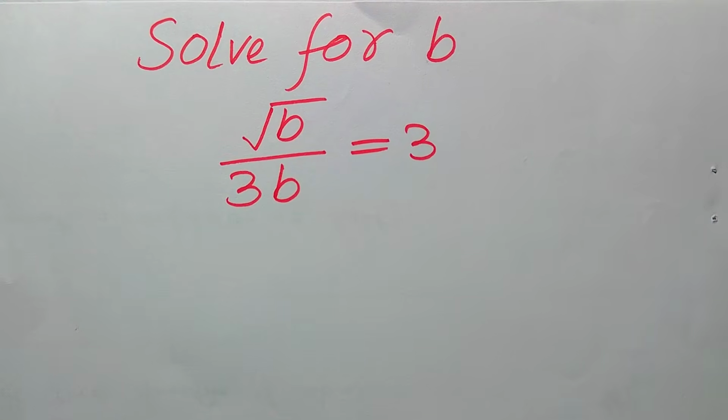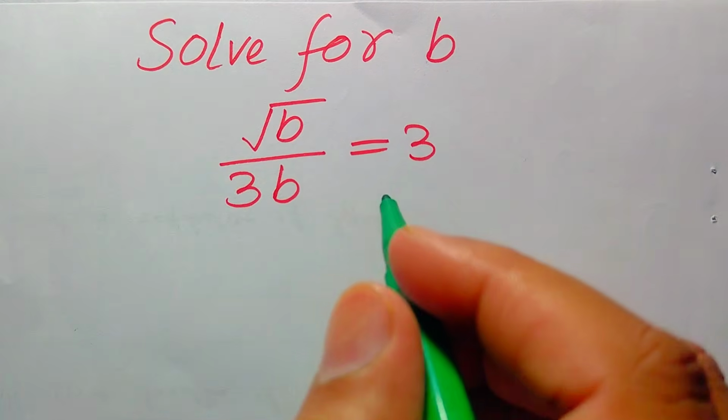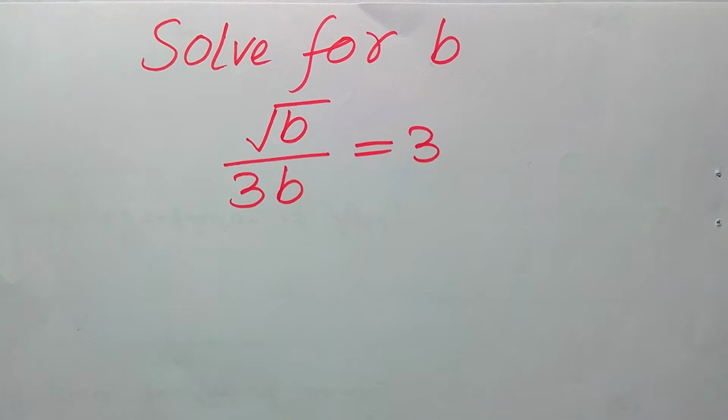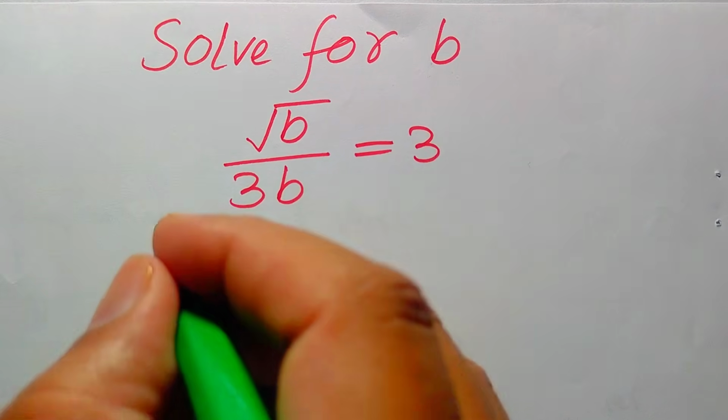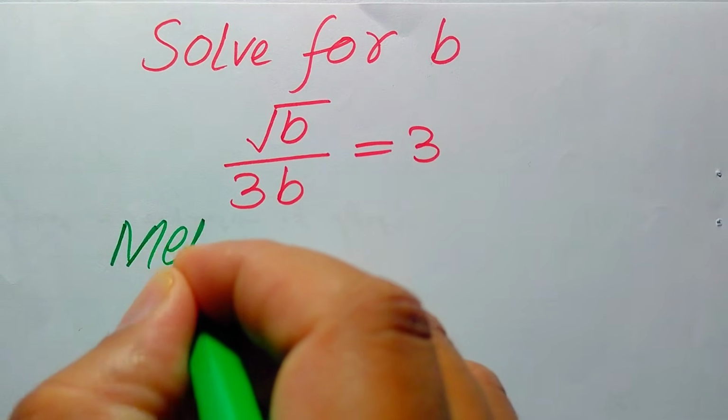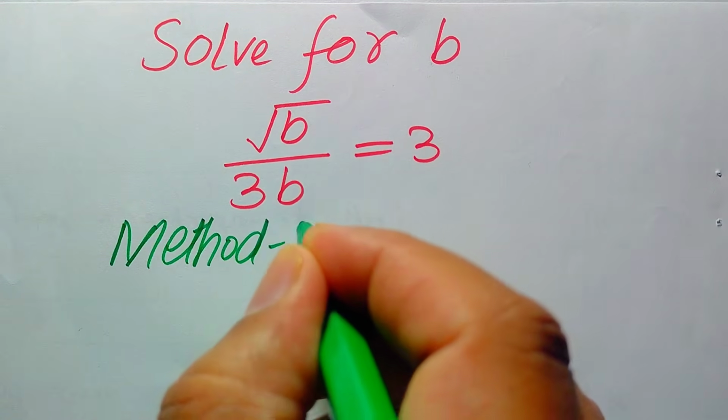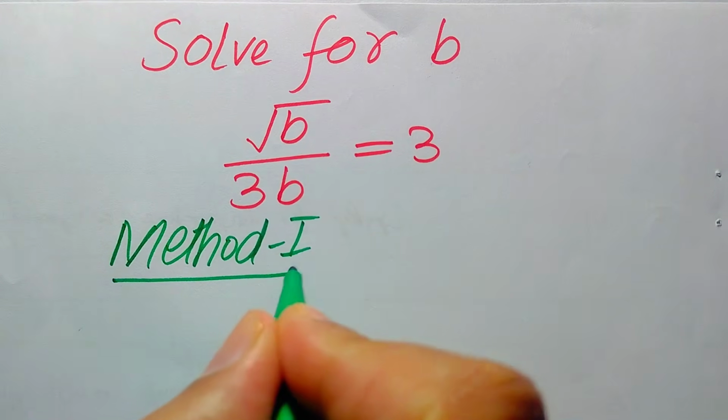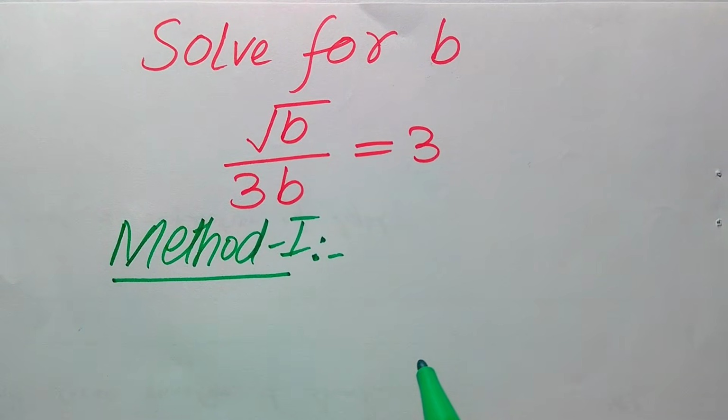So here we have the square root of b divided by 3 times b is equal to 3, and we solve this problem for all the values of b. We solve this problem with two methods. I hope you like both of these methods, but if you have any other method in your mind, please don't hesitate to write it in the comment section.